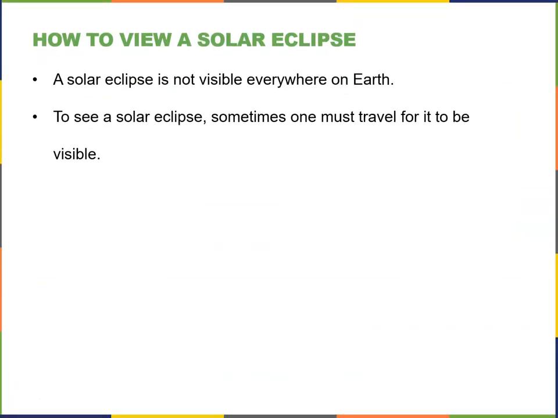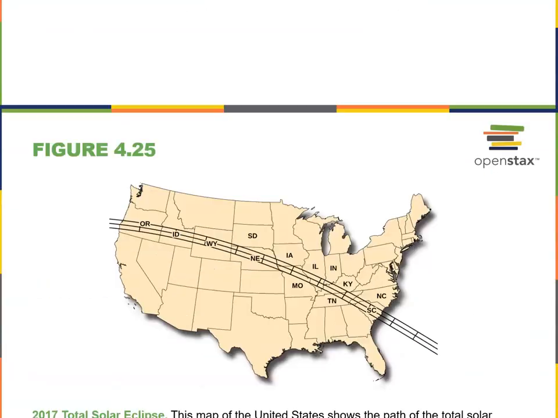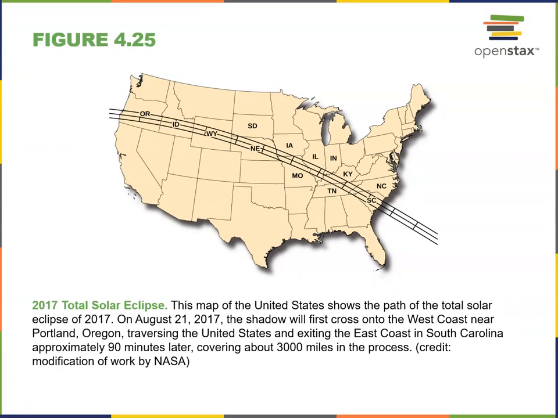So how can you view a solar eclipse? Since a solar eclipse is not visible everywhere on Earth, sometimes you have to travel to see one. Here we can see the path of a 2017 solar eclipse. As you can see, the solar eclipse is only visible along this path. So to see a solar eclipse, you have to travel to anywhere on this path in order to see it.